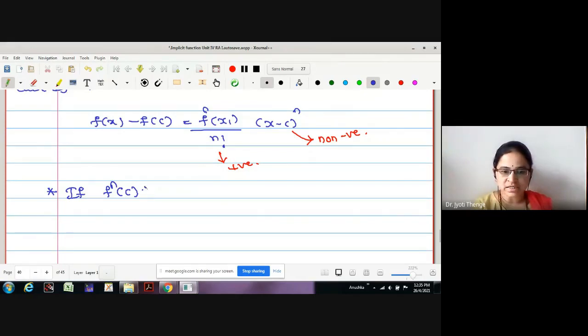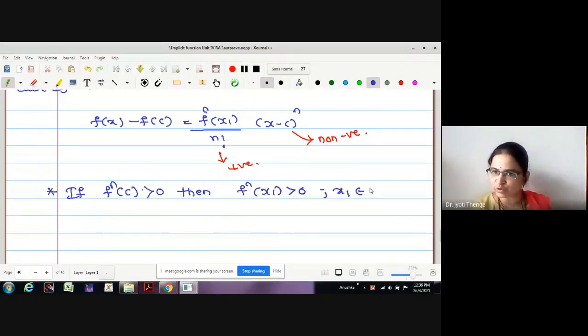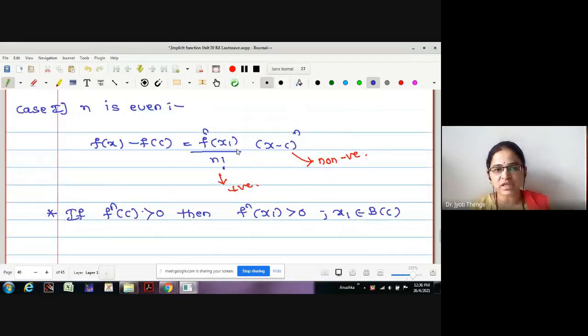f^n at the point c: say in the first case I will consider it greater than 0. If it is greater than 0, then f^n at the point x1 is also greater than 0 for x1 being elements in the neighborhood of the point. This is what we have claimed. Therefore this numerator is also positive. What is the resultant of the right hand side? Positive divided by positive multiplied by a non-negative term. Therefore, the resultant on the right side is non-negative.